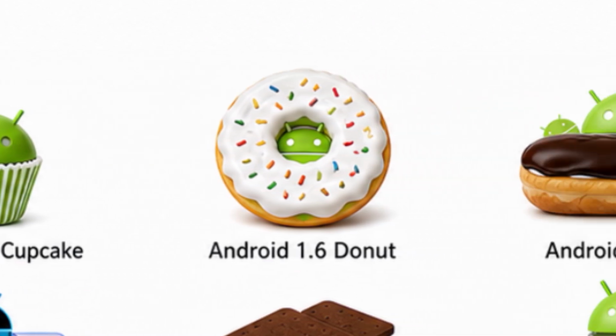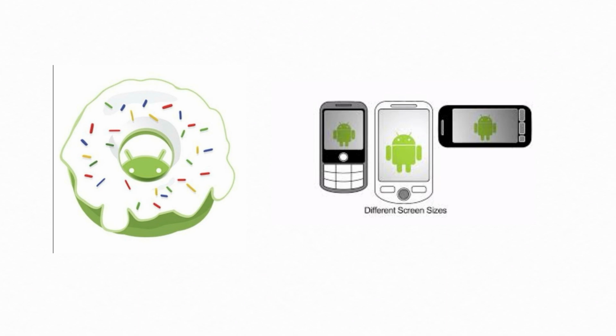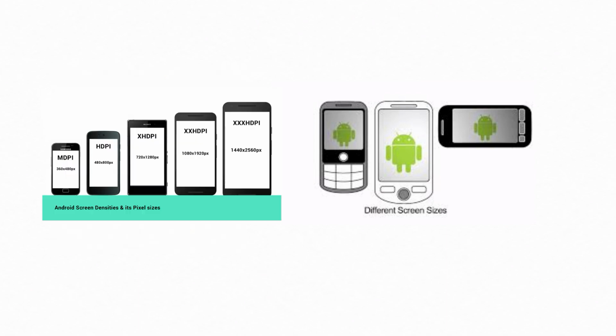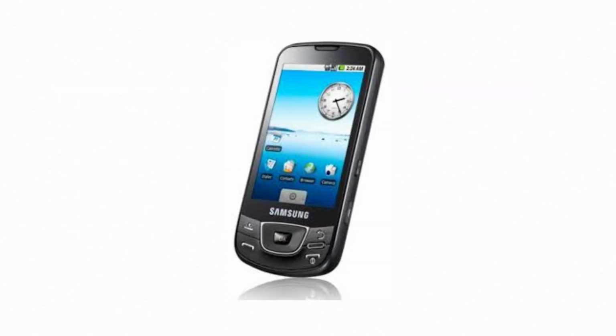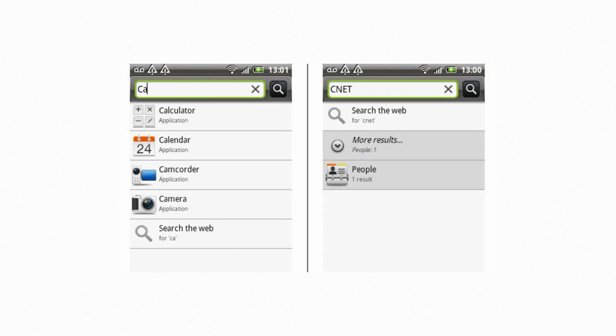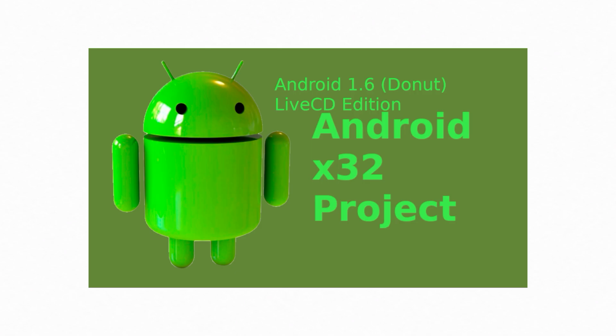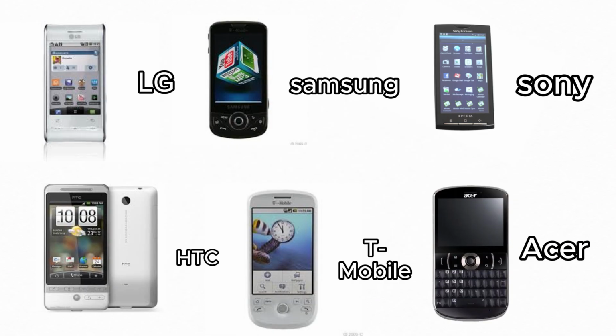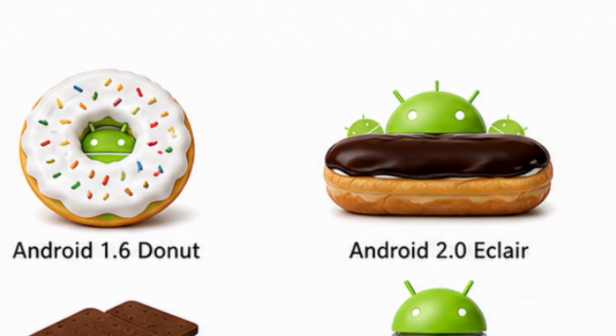Android 1.6 Donut. Donut expanded Android's reach by adding support for different screen sizes and resolutions. Before this, Android was built around one specific phone layout. It also improved the camera app and added a universal search bar that could look through apps, contacts, and the web all at once. This version quietly laid the groundwork for Android to run on many different devices from many different manufacturers.